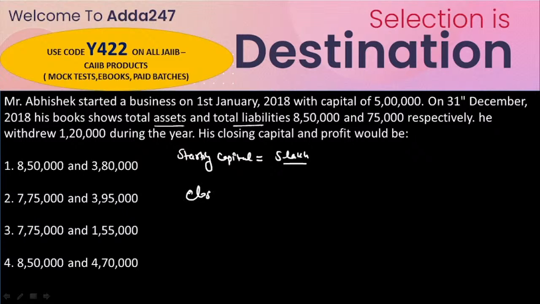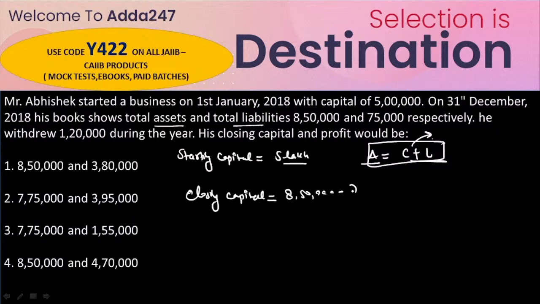If I have to determine the closing capital, we know that the balance sheet equation is assets equal to capital plus liabilities. So if we have to determine the closing capital, just subtract the liabilities from the assets. The asset that is given, 8,50,000 rupees, minus 75,000 rupees, so that would be 7,75,000 rupees. That would be our closing capital.